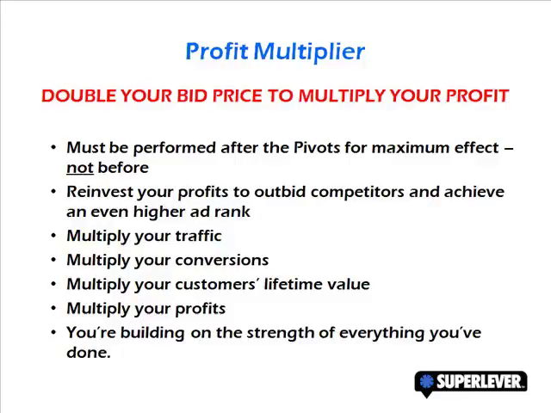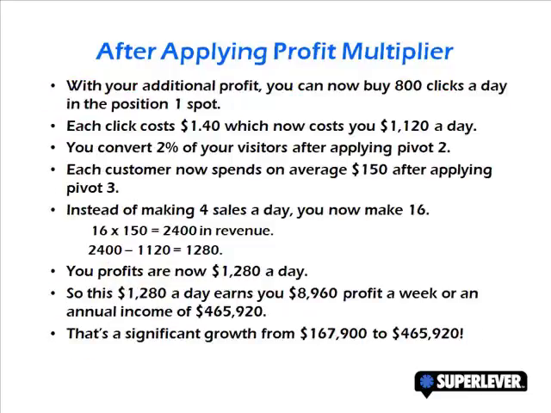By reinvesting your profits to outbid competitors and achieve an even higher ad rank, you're multiplying your traffic, multiplying your conversions, lifetime value, and multiplying your profits. This technique is last because you're building on the strength of everything you've done in the previous pivot strategies, and that's absolutely vital. So let's apply the profit multiplier to our previous example and see what it looks like.